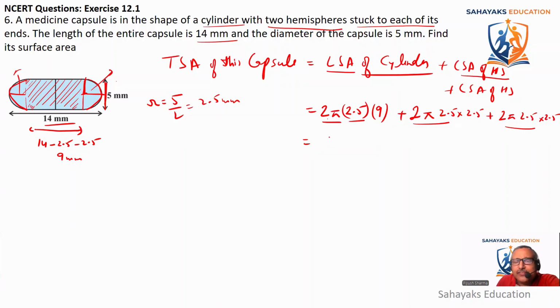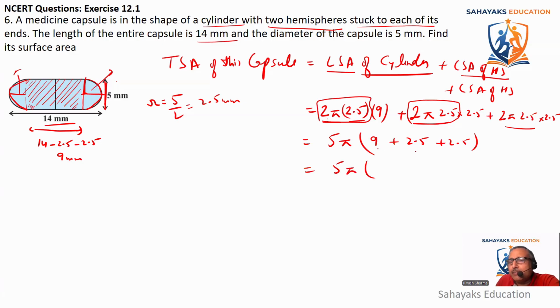I'll just say 5 pi is common across. So when 5 pi is common, this complete piece is gone from here. What is left is 9. Now from 5 pi, this complete piece is gone from here. It becomes 2.5 plus 2.5. So it becomes 5 pi into 9 plus 5. 9 plus 5 is 14. So it becomes 14 pi, which is 70 pi.